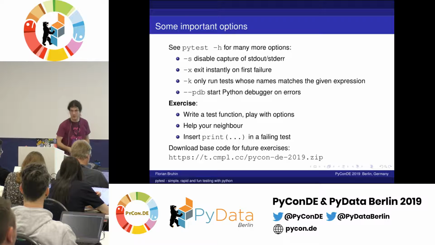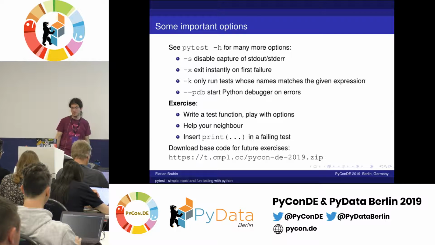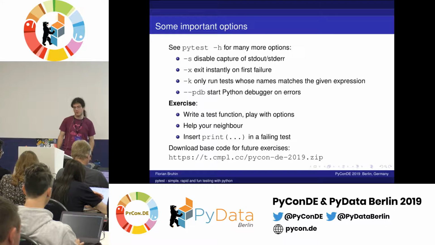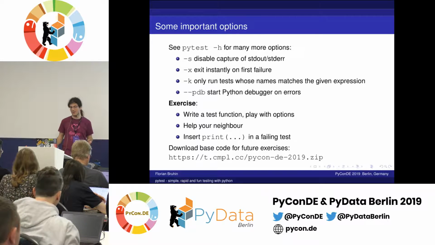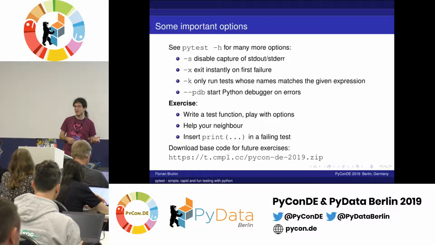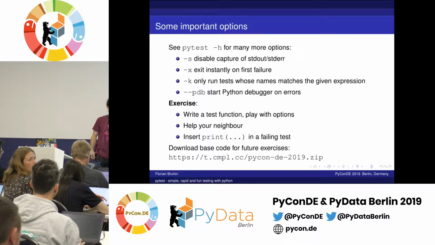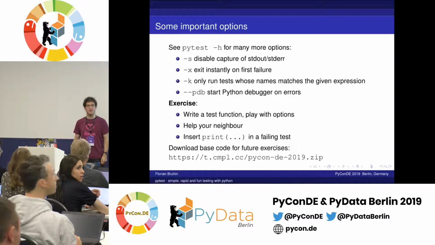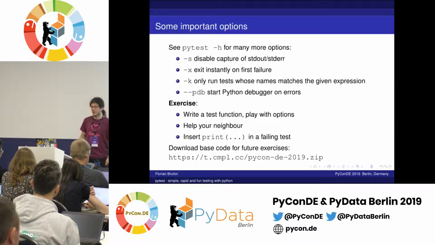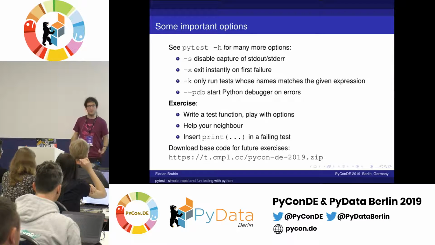If you haven't downloaded the code yet, there's a URL here at the bottom where you will find some example code for future exercises. For these exercises, just write some test functions, play around with options a bit, create a failing test, and insert a print statement there so you can see the output capturing. Also, we have Raphael Pietsch, or Hockebrot, who is working on PyTest as well, and Cookiecutter mostly. He'll also help me, or help you, if there are any issues. And feel free to ask, of course.